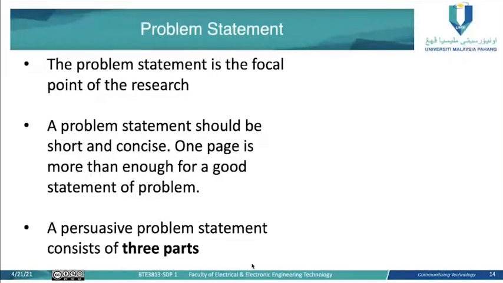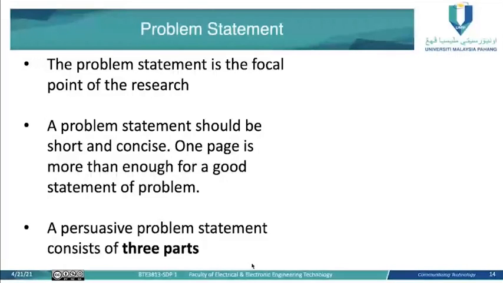A persuasive problem statement consists of three main parts. As I mentioned before, the way of writing a problem statement is not just to write a sentence. Don't say the existing systems in the market are not efficient. Full stop. No. Don't say the existing systems in the market are very expensive. This is not a problem. A problem is not one sentence.